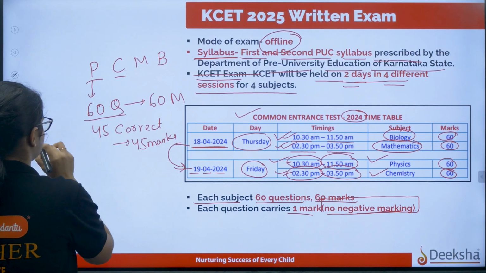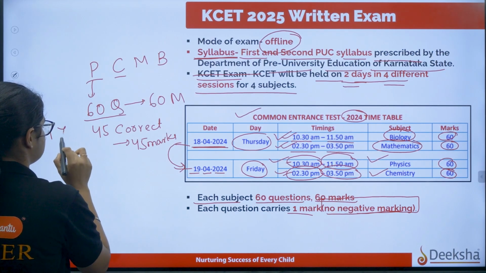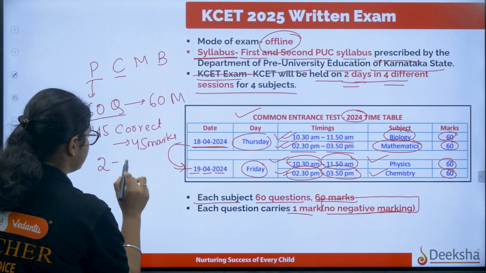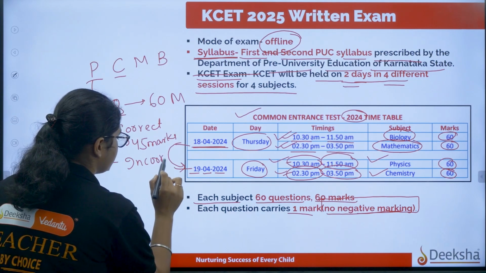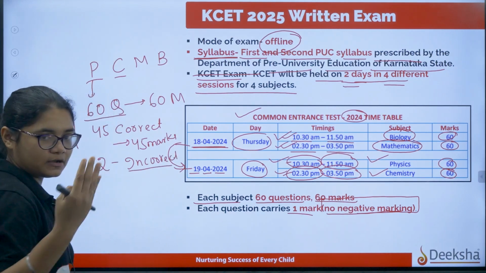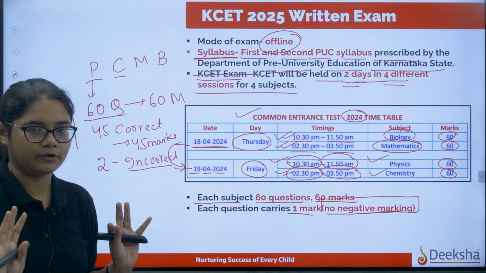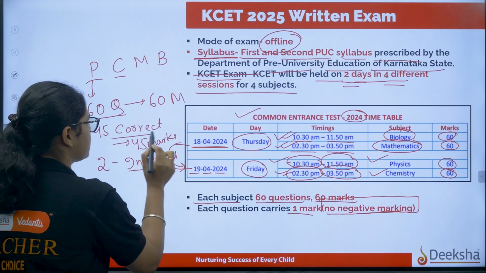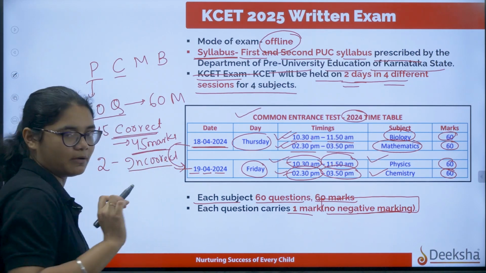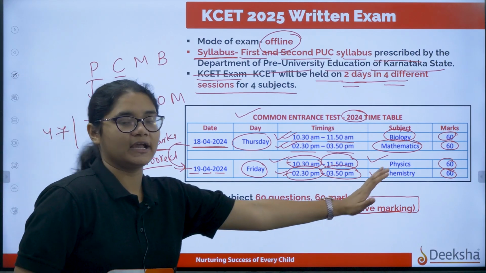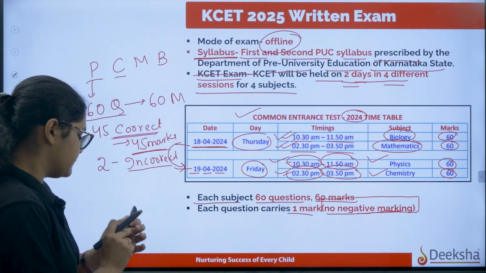Suppose the total number of questions attempted is 47, with 45 correct and 2 incorrect. For these 2 incorrect questions, there will be no marks reduced. Your marks will not be reduced. You will be getting marks only for the questions that you have answered correctly, that is 45 marks. So there is no negative marking. I hope this is clear.